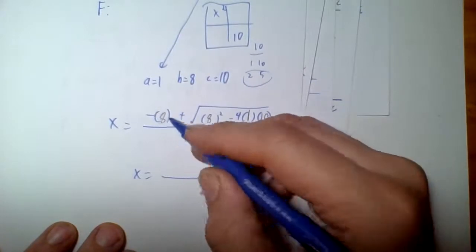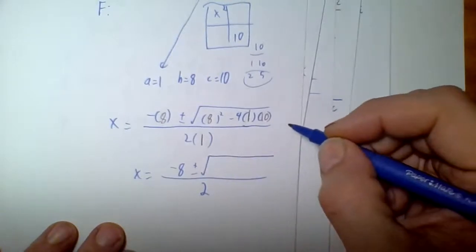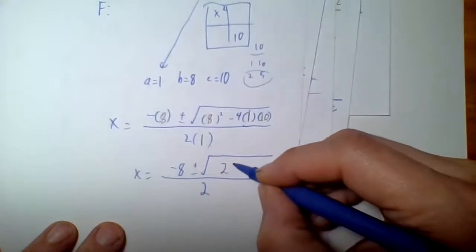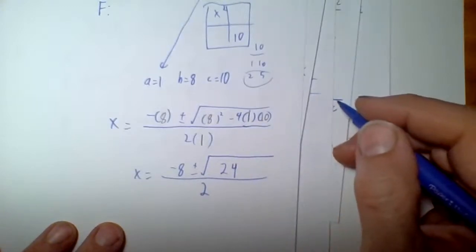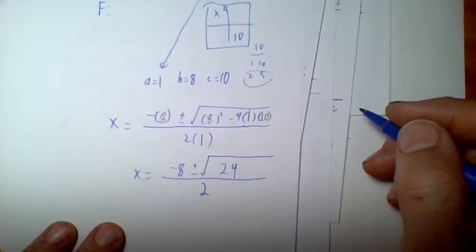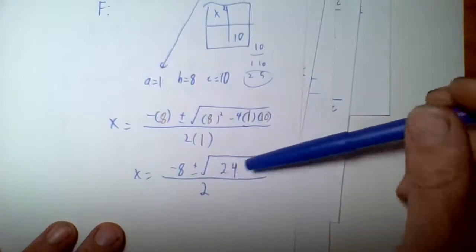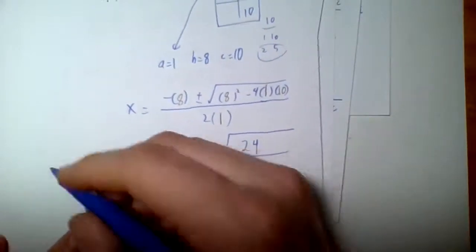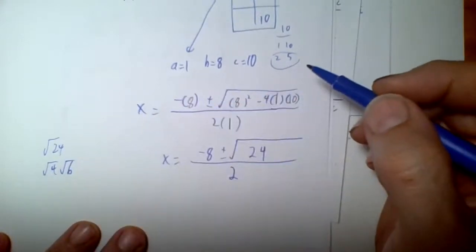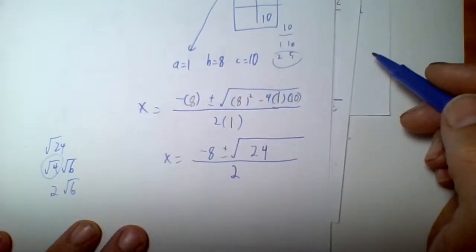2 times 1 is just 2. Negative 8 is just negative 8. Inside here, I have some work to do. That's 64 minus 40 is 24. And those are the solutions to the thing, but I should simplify it if I can. And if you're good with these radicals by now, you see the 24 and you think, oh, that's 4 times something, right? I can separate out that perfect square factor. The square root of 24 is radical 4 times radical 6. Perfect square factor comes out nice. The 6 doesn't simplify any further.